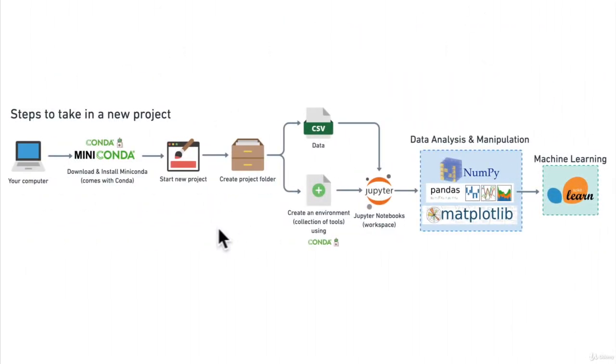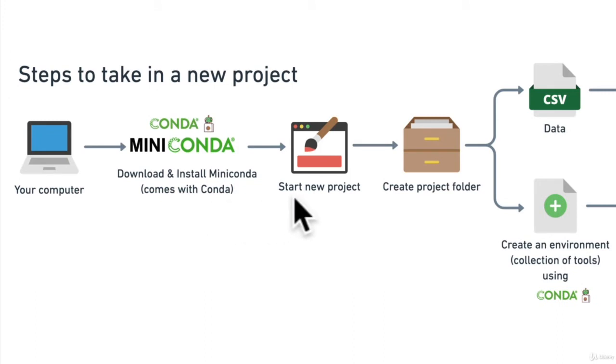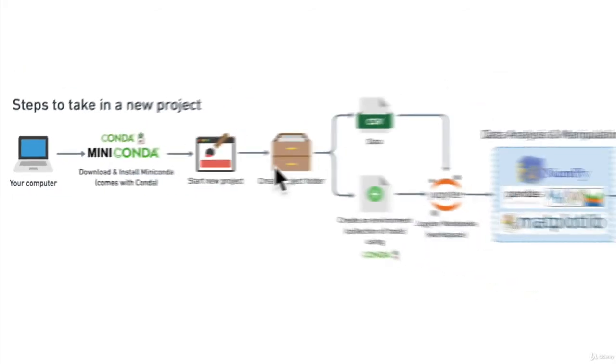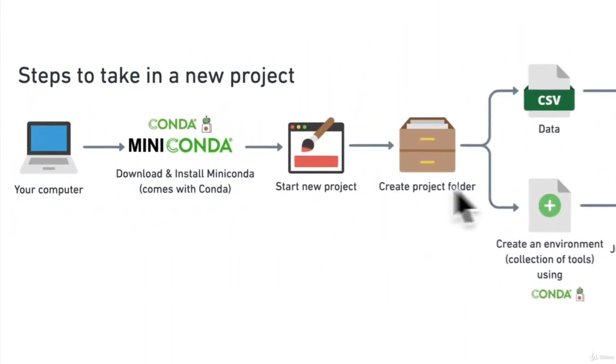Now, because this is a new project, we'll approach it as if it's a new project. We've got our steps to take in a new project here, but we've been through these. We've got our computer, we've downloaded and installed Miniconda. This is where we're at now. We're starting a new project. So we'll create a new project folder. And now, of course, because we're using the exact same tools as what we did in the previous structured data project, you could complete this entire project, the bulldozer sale price prediction, in that previous folder. However, for completeness, we're going to create a new project folder.